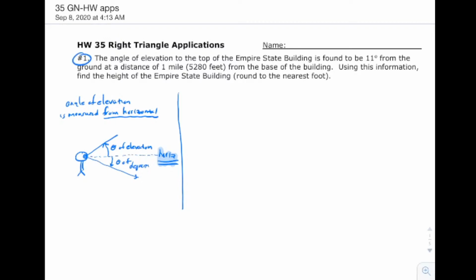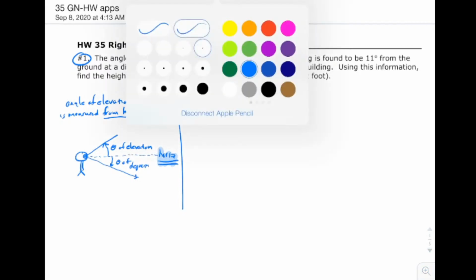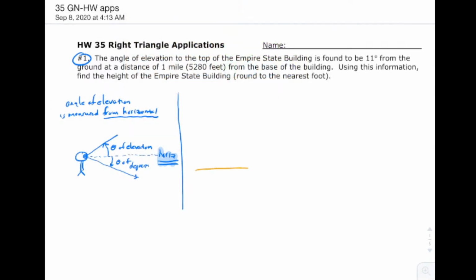The angle of elevation to the top of the Empire State Building is 11 degrees from the ground at a distance of 1 mile from the base of the building. Using this information, find the height. How tall is the building then? Okay, let's draw the ground. Let's get a different color to make it clear how I'm working on the problem. There's the ground. And here's the Empire State Building, I reckon, right about there.